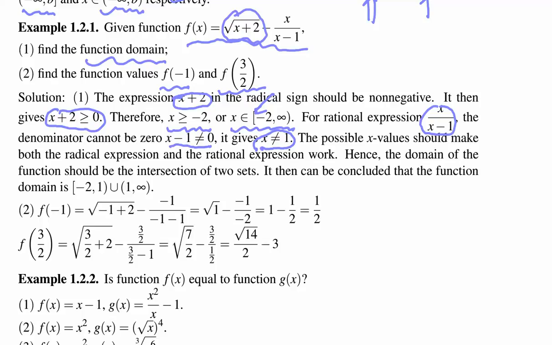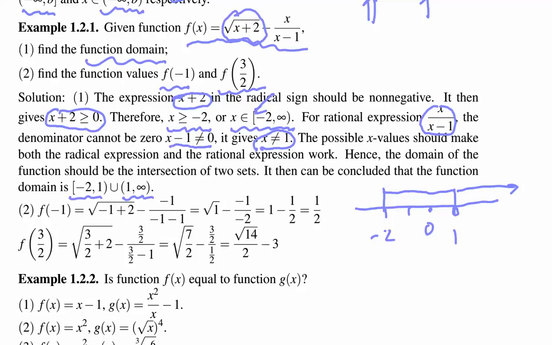So combining those two restrictions together on the real numbers, you have 0 here, -2 here. So from -2 to infinity, but this point 1 is not included because x cannot be 1. And then from this point to the right. So basically, the domain will be the union.